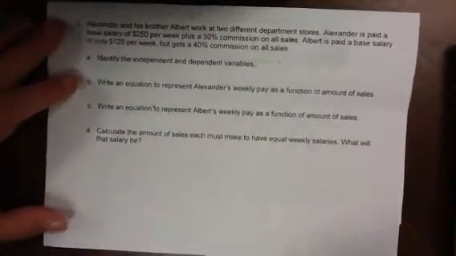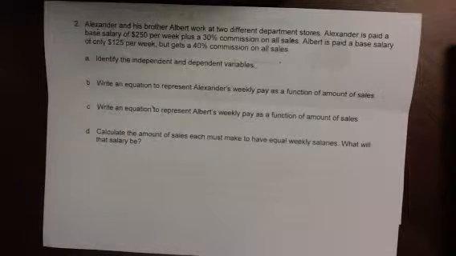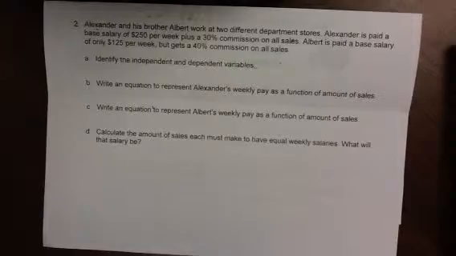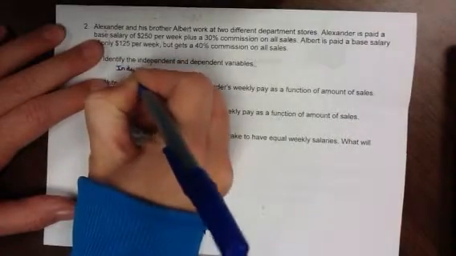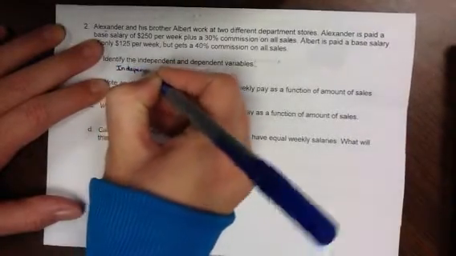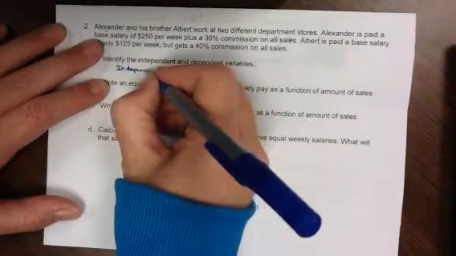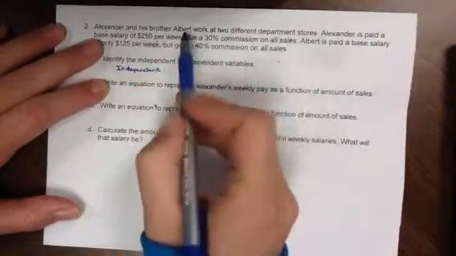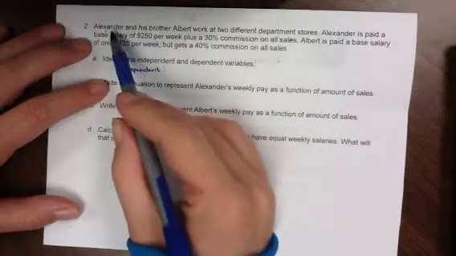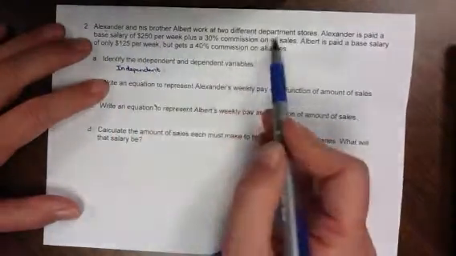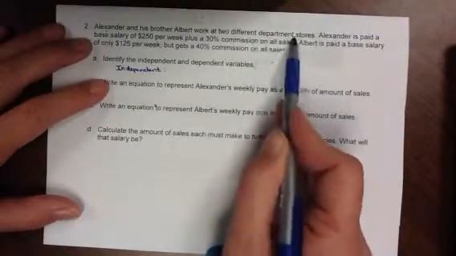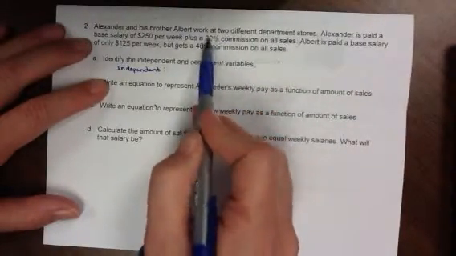So the first thing that we need to do is identify the independent and the dependent variables. But we also need to understand what commission is. Independent means that it is the one that determines everything else. So if we were talking about Albert's salary for the week, or Alexander's, we know they're going to get $250. But it's how much of the sales that they get that determines their amount of commission.